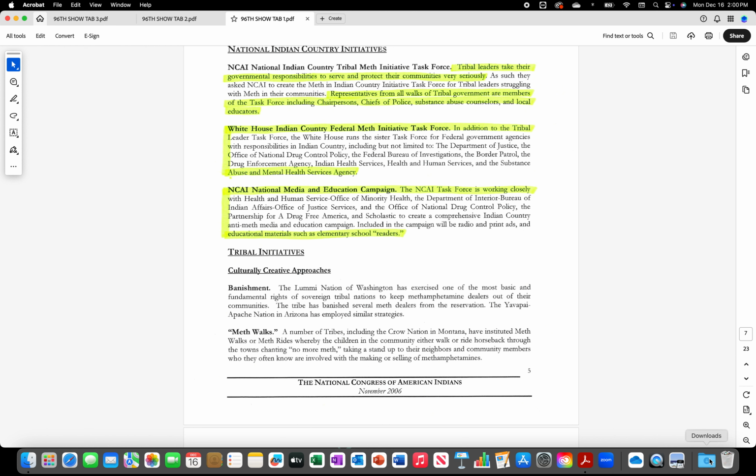Tribal leaders take their governmental responsibility to serve and protect their communities very seriously. Okay, tribal leaders, they take their responsibilities to serve and protect their communities very seriously. Representatives from all walks of tribal government are members of the task force, including chairpersons, chiefs of police, substance abuse counselors, and local educators.